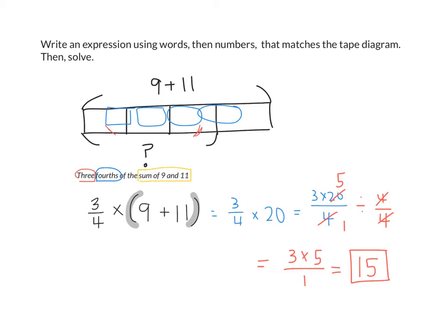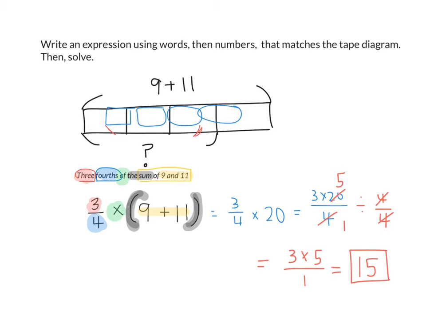We can think of each part of the words as part of the numbers. The 3 is the numerator. The 4ths is the denominator. It's the units. The word of is the multiplication sign, right? The words the sum of are the parentheses. 9 and 11 is inside the parentheses. So you can see each part of the words sentence has a corresponding part of the numbers expression.